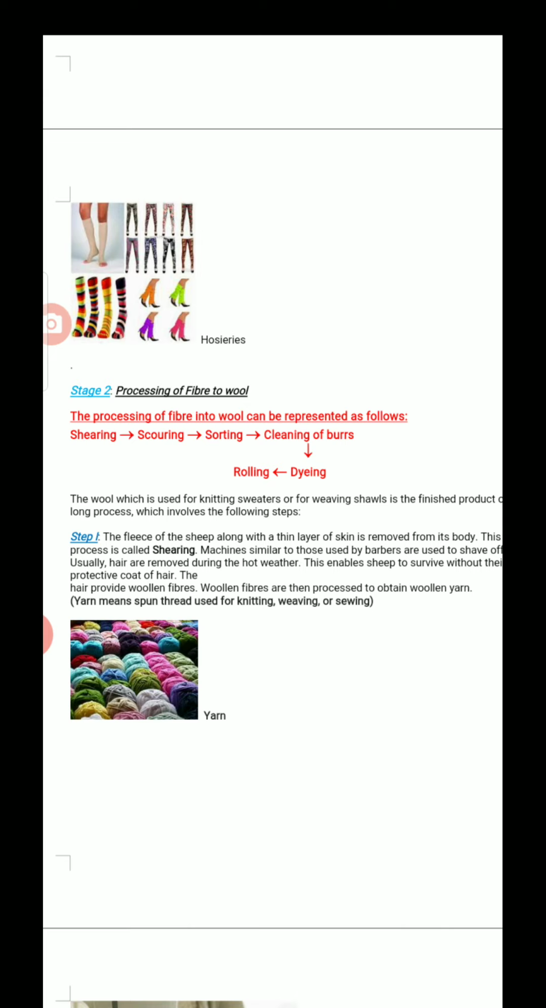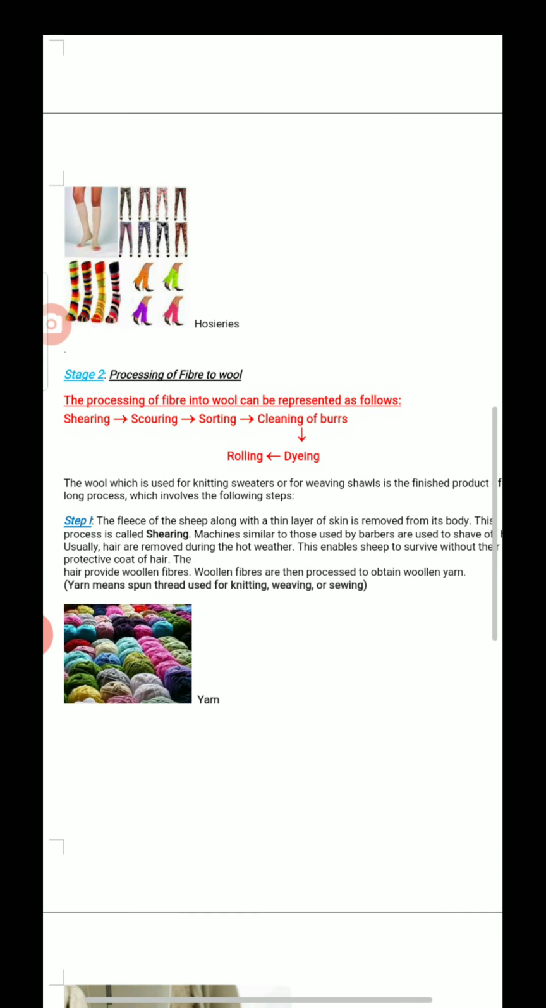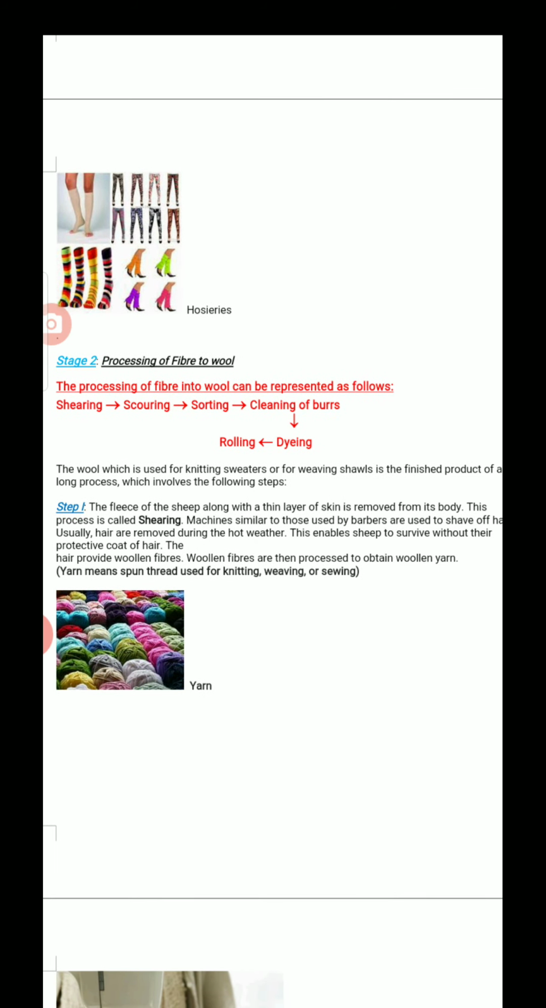This processing involves different steps. Total 6 steps are there. In this, we can see very clearly. Generally, we use wool for knitting sweaters, shawls. So many purposes we can use this. So this wool can be extracted from the sheep in different steps.